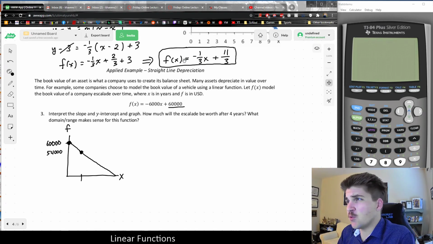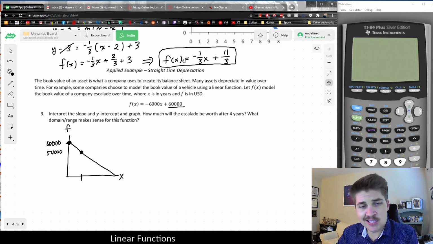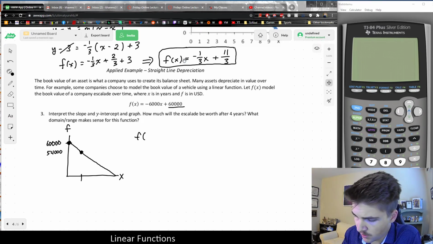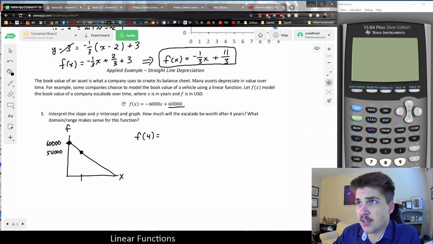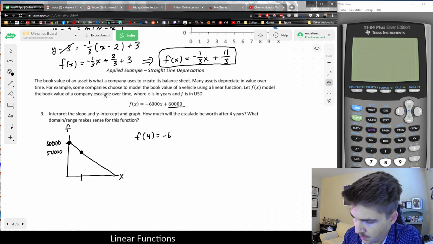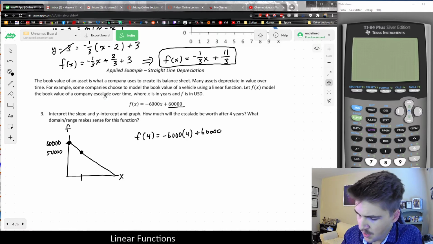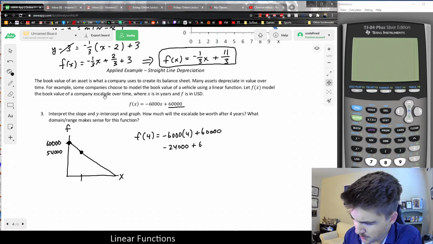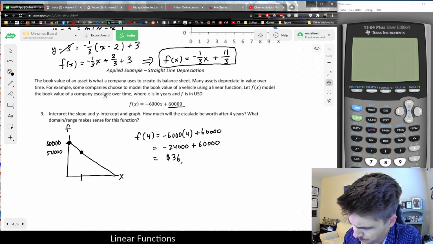And then it asks, how much will it be worth after 4 years? Well, I could just continuously subtract 6,000 every year to figure it out, or I could just plug in 4, because f is the value and x is the amount of years, so f of 4 should give me the value of the Escalade after 4 years, which would be negative 6,000 times 4 plus 60,000, which is negative 24,000 plus 60,000, which should be $36,000.